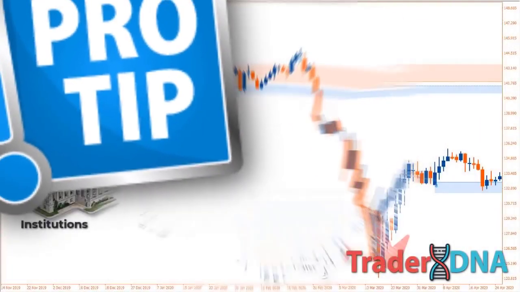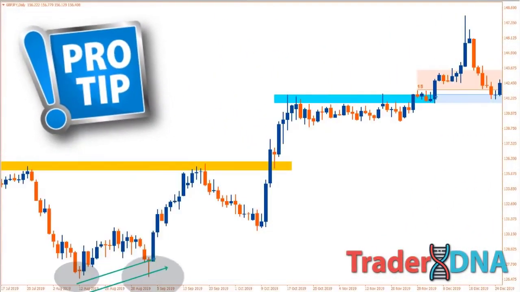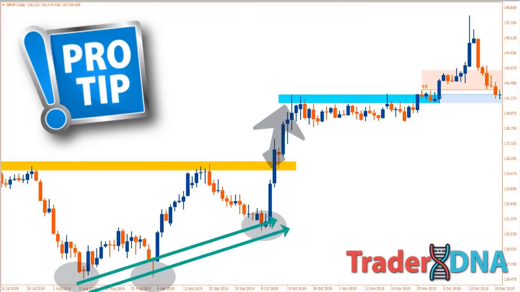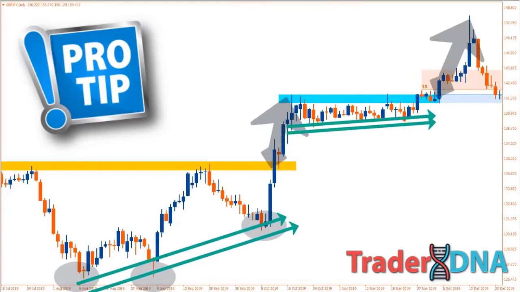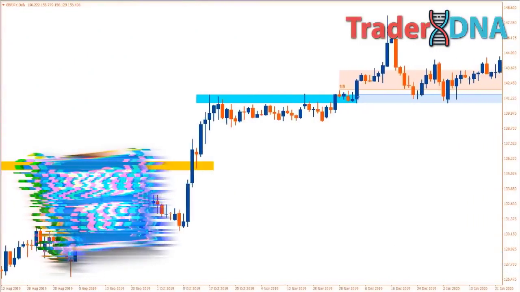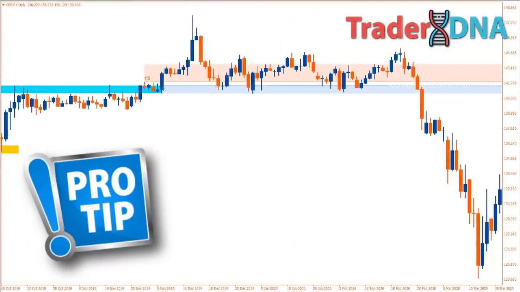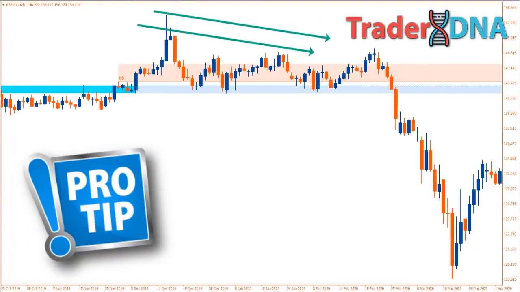Pro tip. Higher lows into resistance usually result in a breakout or ascending triangle. Lower highs into support usually result in a breakdown or descending triangle.